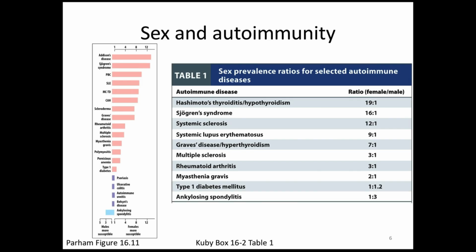This is the version of the same thing from your textbook. What they're trying to show here is how much more likely women or men are to have that autoimmune disease. If it's in pink, the women are more likely to have it. If it's in blue, the men are more likely to have it. And you can see how many of them have this bias in females, and in fact, how strong that bias is in a bunch of cases. This has been observed for a really long time.